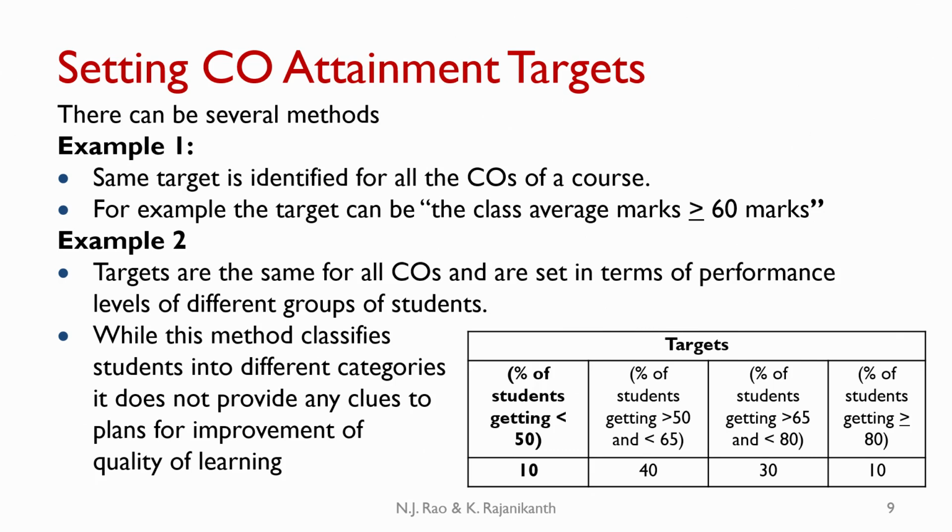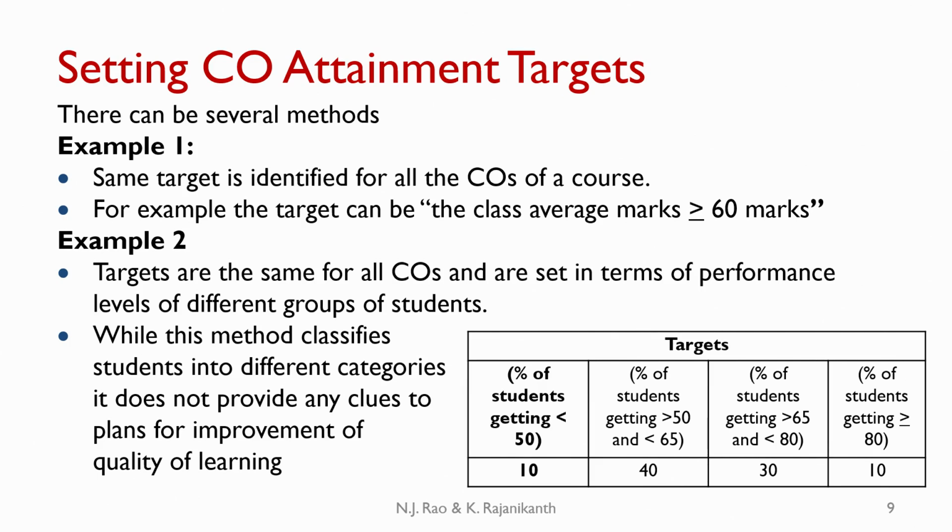First example, the same target is identified for all the COs in a course. For example, the target can be that the class average marks will be greater than or equal to 60. Now, this target is the same for every CO, and it depends only on computing the average performance of the students in the class. So, it is a fairly simple method, but the information gathered is also quite limited, and it has certain weaknesses with respect to closing the quality loop.